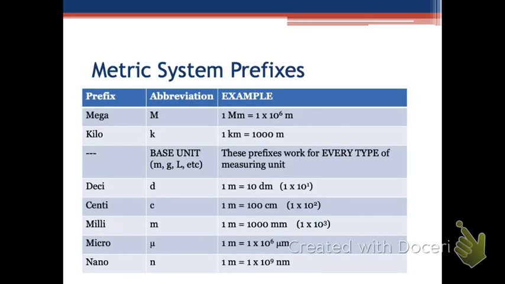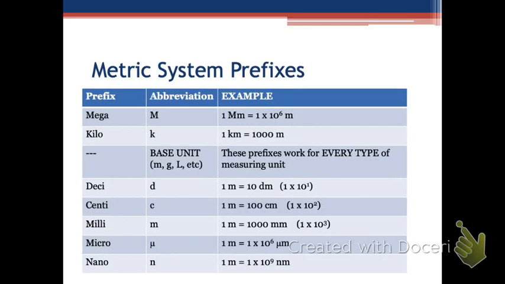That's the middleman. From underneath there, I would say that 1 meter is 10 decimeters, 1 meter is 100 centimeters, 1,000 milli, 1,000,000 micro, and 1 billion nano. Those are prefixes that you'll need to have memorized.